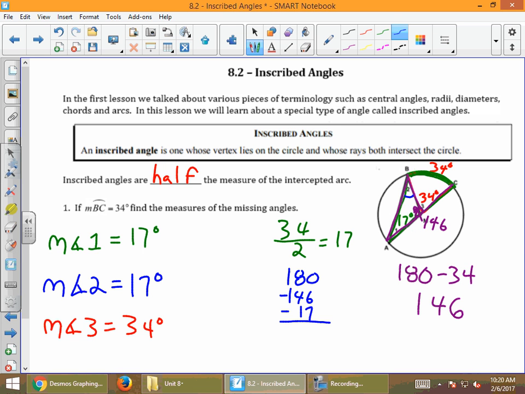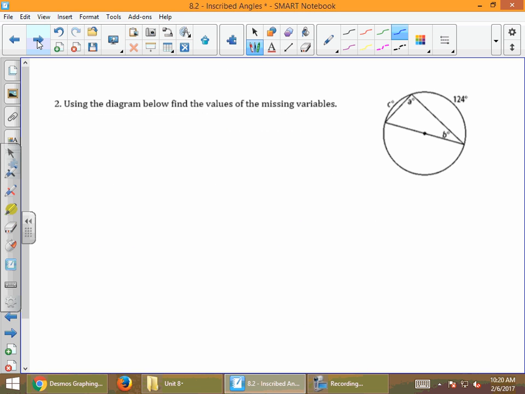Again, the nice thing about this unit is it's like a puzzle. You find one piece, use that information to find another, and it all maps onto itself. The more practice you do, the better you'll get. Questions with number 1? Moving on to number 2.